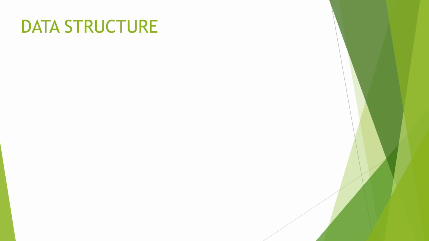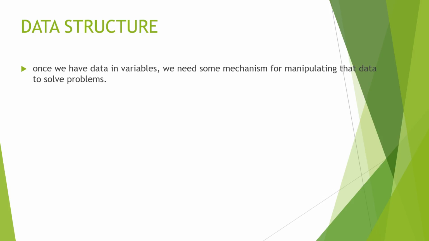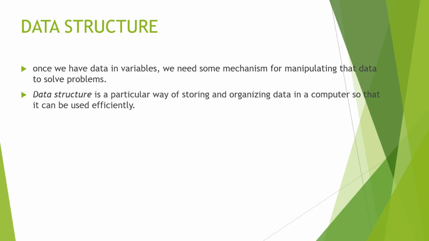Before going into abstract data types, let's understand the data structure a little more. Once we have data in variables, we need some mechanism for manipulating that data to solve problems. The solution for that is data structures. A data structure is a particular way of storing and organizing data in a computer so that it can be used efficiently. From this we can say that a data structure is a special format for organizing and storing data.